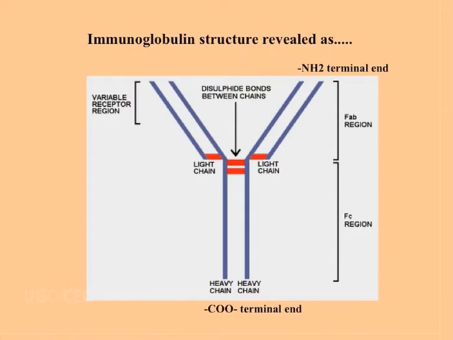Each immunoglobulin molecule is composed of 2 heavy chains and 2 light chains. Each light chain is joined to a heavy chain through an interchain disulfide bond and forms a dimer. 2 such dimers are joined together again by interchain disulfide linkages. Thus, each immunoglobulin molecule is called a dimer of dimers. And each light chain has a molecular weight of 25 kilodalton and each heavy chain has a molecular weight of 50 kilodalton.